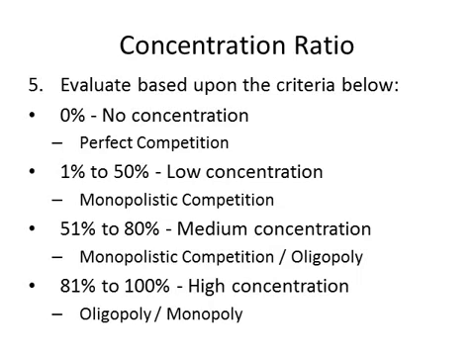The final step is to evaluate the situation based on the following criteria. 0% means no concentration or perfect competition. 1 to 50% means low concentration or monopolistic competition. 51% to 80% means medium concentration, characteristic of monopolistic competition and oligopoly. And finally, 81% to 100% is high concentration, which indicates either the existence of oligopoly or monopoly.